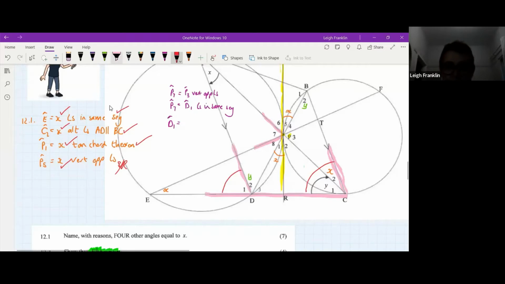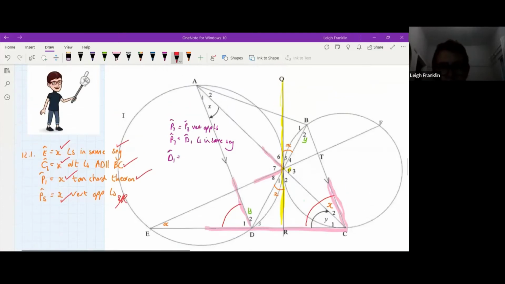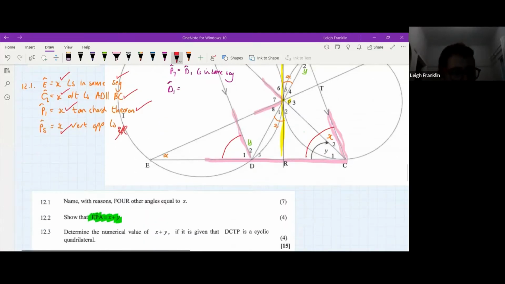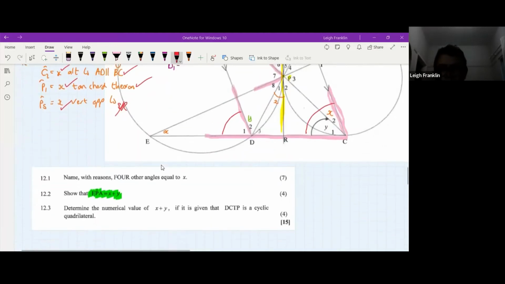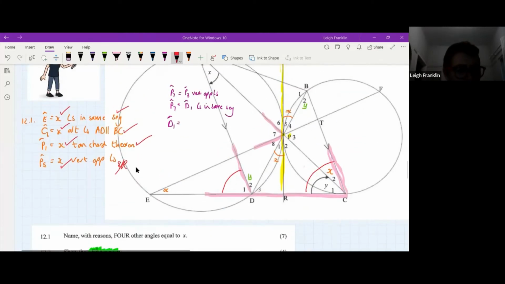Good spot, well done. Let's just see what else people are saying in the chat. D1 is equal to A1 plus C1. I don't know why. Exterior angle of a triangle. I don't think so. D1 is equal to A1 plus C1. No, that's not true, Peter, unfortunately.